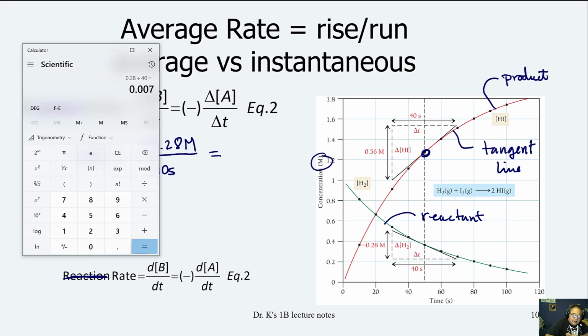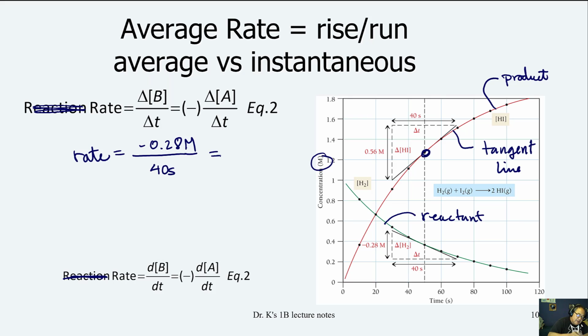And that'll come out to be like 7.0 times 10 to the minus third. And they got a negative sign here. And the negative just means it's going down, okay? Now, let's do the calculation for the HI, right?